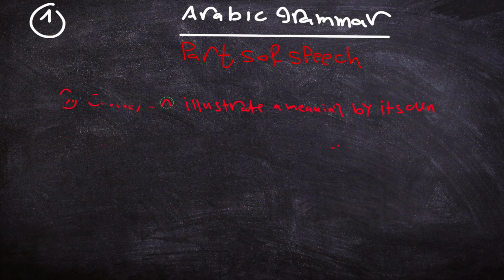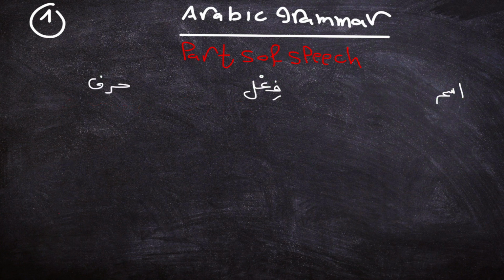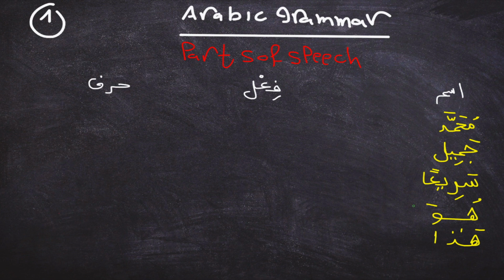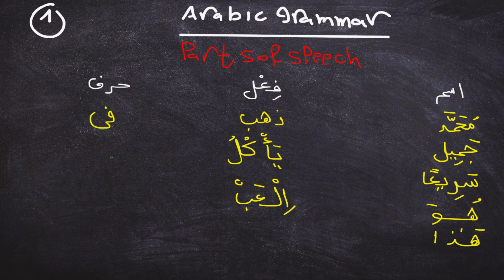Let me give you some examples. Let's see ism. When you look at the ism, I'm going to provide you with a few examples. For example, Muhammad, Jamil, سريعا, هو, هذا. And I'm going to give you some verbs: ذهب, يأكل, العب. Harf: في, إلى.